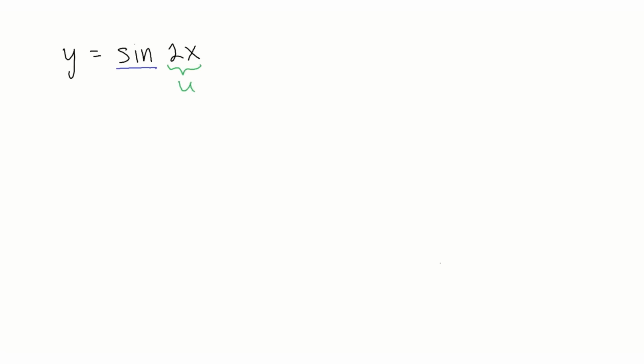Start by taking the derivative of the outer function. The derivative of sine is cosine. Leave the inner function alone. Then we multiply by the derivative of the inside. The derivative of 2x is simply 2. Move the constant to the front to clean this up.